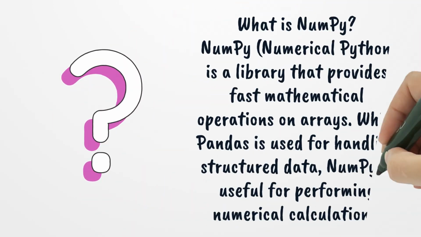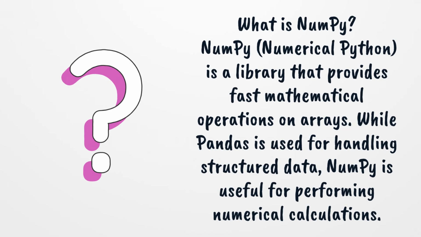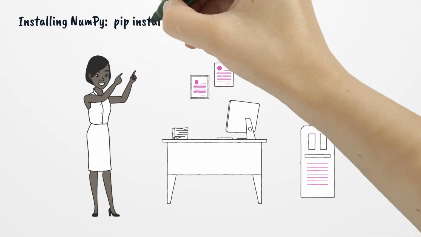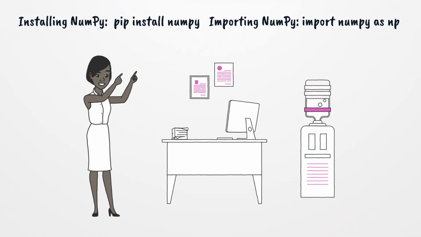What is NumPy? NumPy, Numerical Python, is a library that provides fast mathematical operations on arrays. While pandas is used for handling structured data, NumPy is useful for performing numerical calculations. Installing NumPy: pip install numpy. Importing NumPy: import numpy as np.